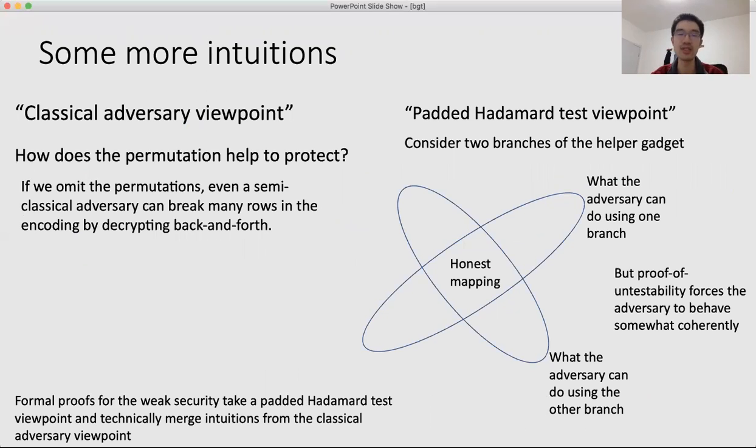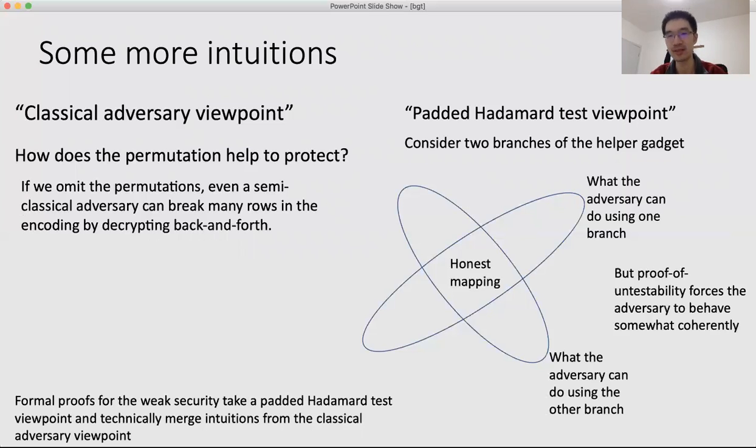And we can get some more intuition for this protocol. One way is to consider an attacker which is semi-classical. And we can see if we omit the permutations, even a semi-classical adversary can break many rows in the table by decrypting back and forth. In this way, we get an intuition of how the permutation protects security.